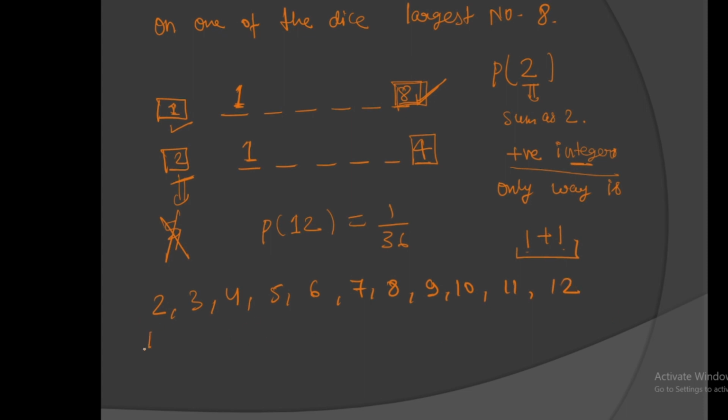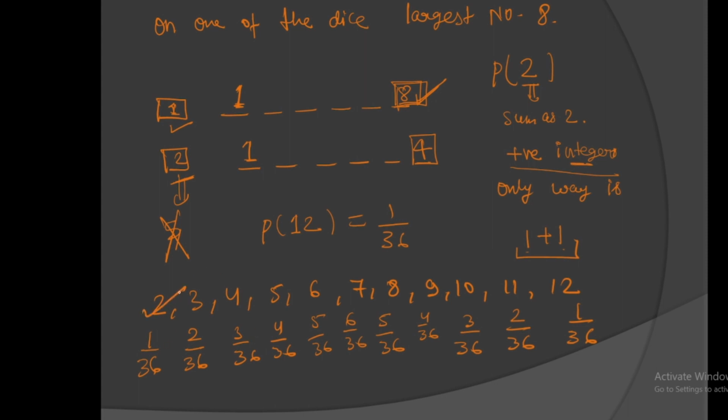So its probability is how much? 1 by 36. Its probability is 1 by 36. Its probability is 2 by 36. This is also 2 by 36. This is 3 by 36. This is 4 by 36. 5 by 36. 6 by 36. 5 by 36. 4 by 36. And 3 by 36. Okay.